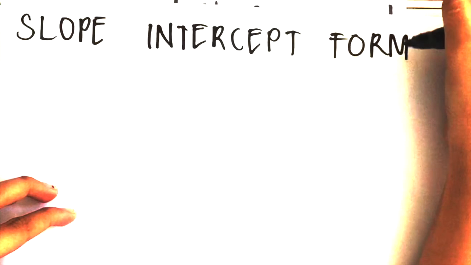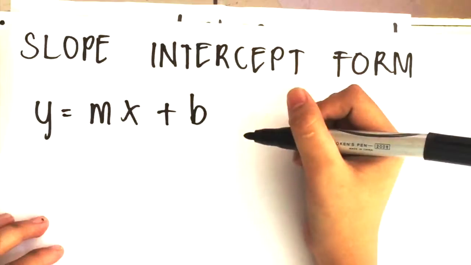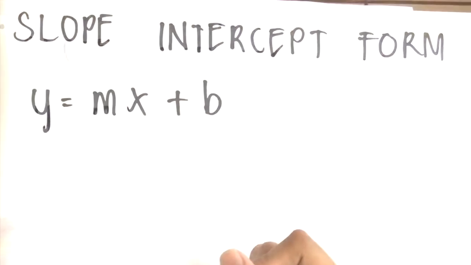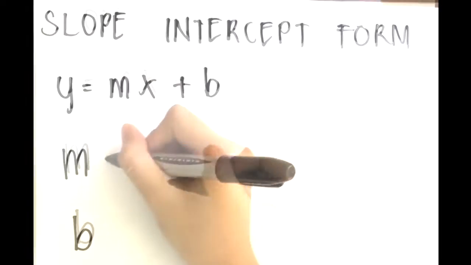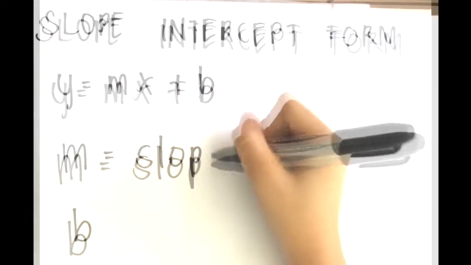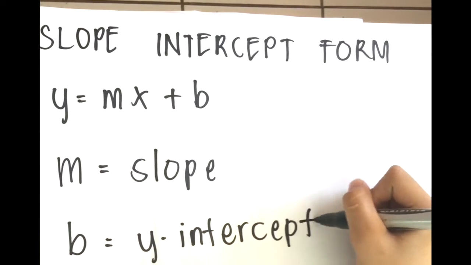Slope-intercept form is very useful if there is a given slope and a point. The slope-intercept form is y equals mx plus b. The variables represent two main features, m and b. M is the slope and b is the y-intercept.